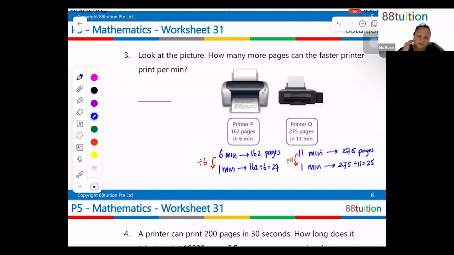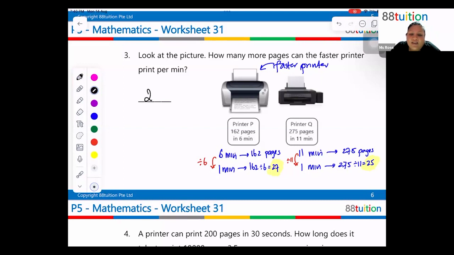So which printer is the faster printer? P. Okay, so this is the faster printer. So all you need to do is to take the difference here, which is actually 2. How many more pages can the faster printer print? 2. Yeah, so that's why your answer is not correct.